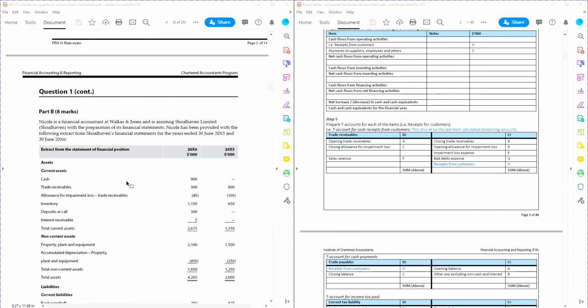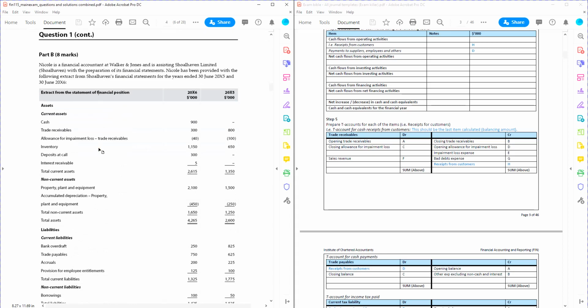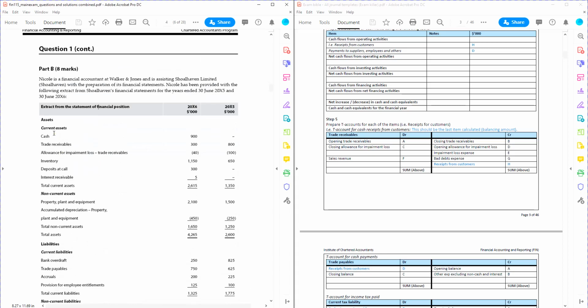Hey guys, so the second part of question 1 is they've given us an extract of a statement of financial position, so a balance sheet effectively.